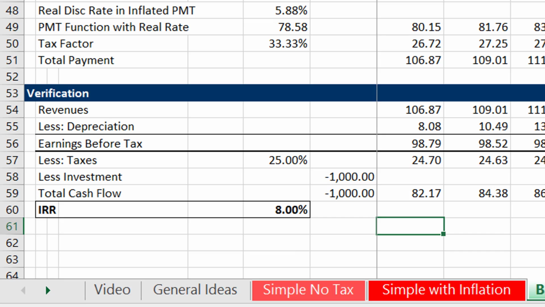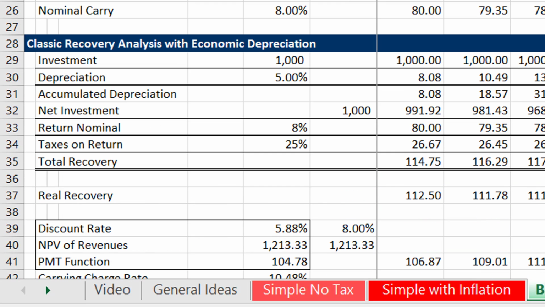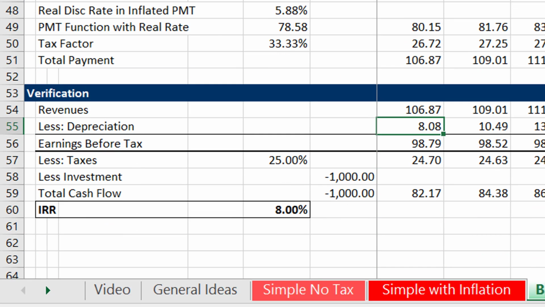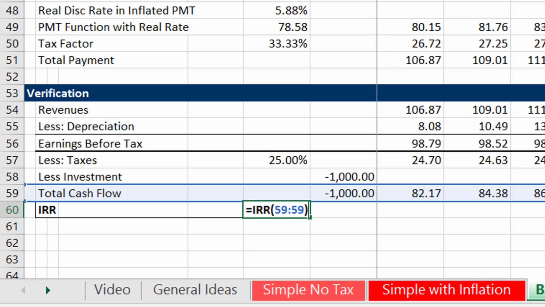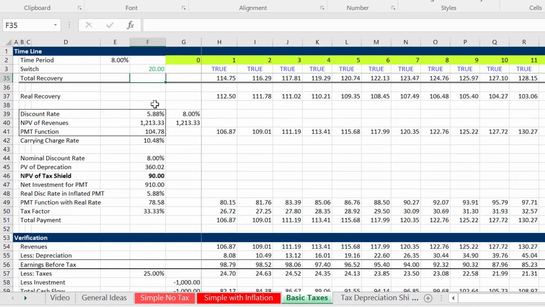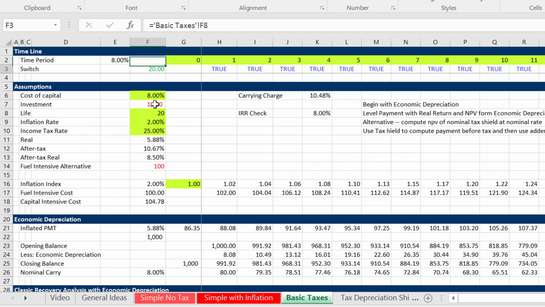And if you don't believe it, you take this carrying charge rate, you go up and take away that depreciation expense up at the top, and then that gives you the earnings. And you take away the taxes on the earnings after depreciation. And that gives you your net cash flow. And you take your net cash flow and compare it to your initial investment. And then you take the IRR, and it proves the IRR. We have our proof again.